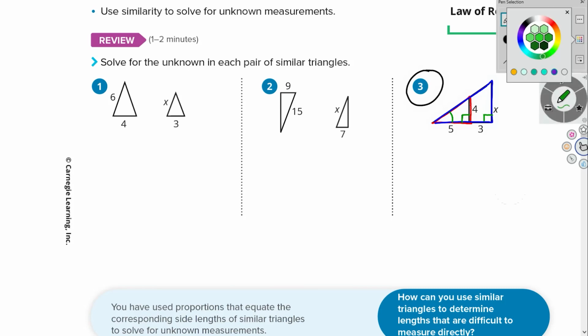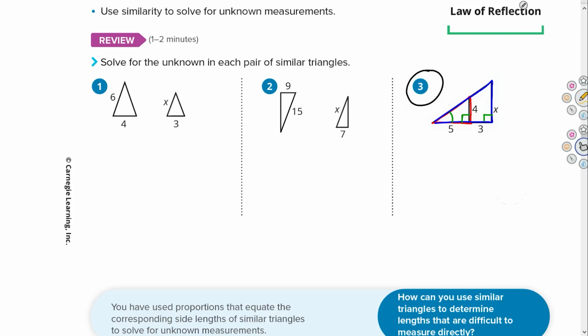Now, I want to show a very common mistake, so don't write this down. This is not correct. You could say 4 over 5 is equal to x over 3. That is incorrect. I'd recommend you pause the video and discuss with those around you what is wrong with that proportion. What about it is incorrect? Go ahead and pause the video.